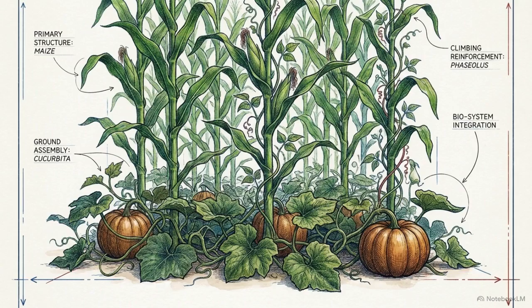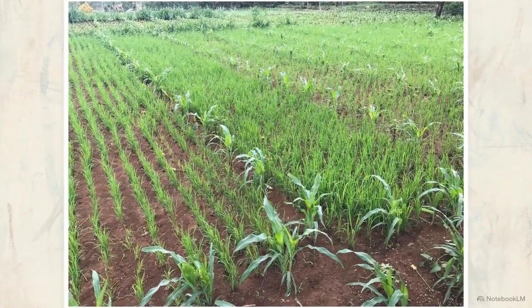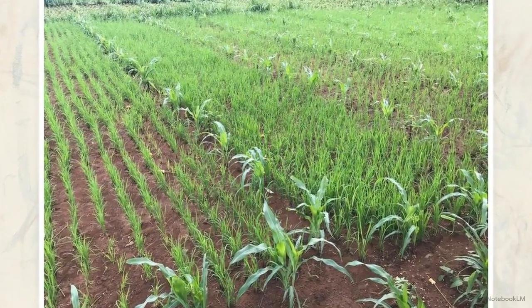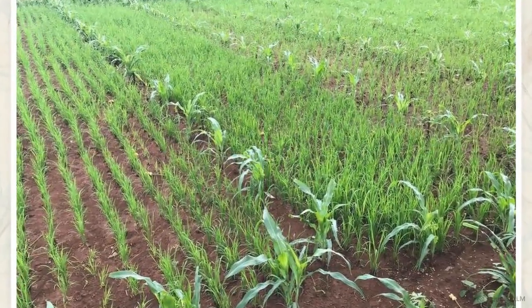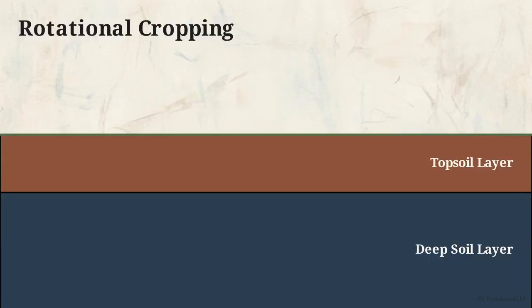Mixed cropping introduces species diversity into the same space. Two or more species are planted together in a single area or season. This field shows interspecies synergy in action. Notice the young maize stalks growing directly amidst the vibrant green bed of rice. Rotational cropping uses a sequence to manage soil health.